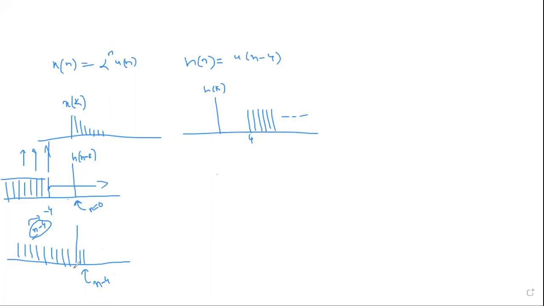Overlap from where to where? So till where is there no overlap? For n minus 4, when this particular point was less than 0, when n minus 4 was less than 0, there was no overlap. Did you get this particular thing?